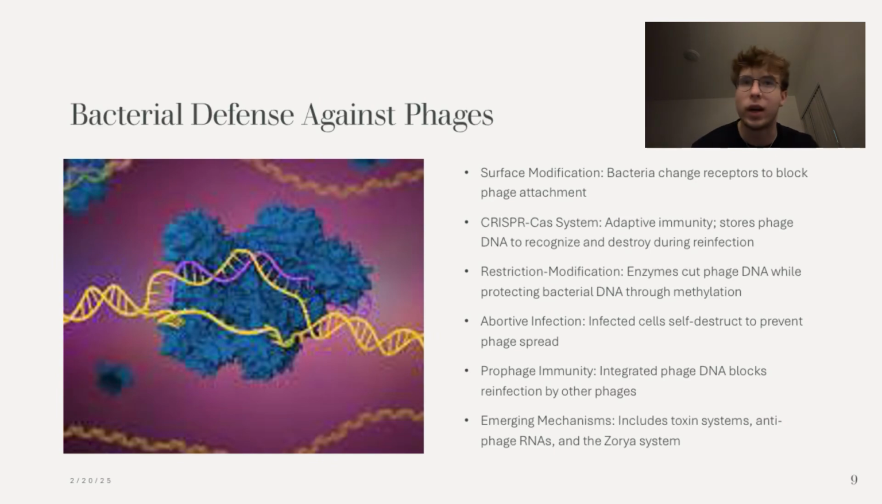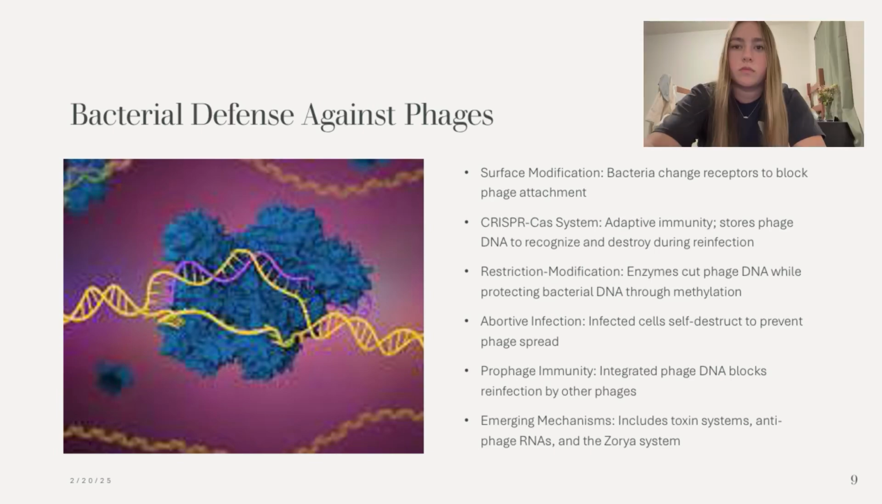And then lastly, we have emerging mechanisms, which include discoveries like the antitoxin systems, specialized antiphage RNAs, and the Zorya system. These novel defenses are broadening our understanding of bacterial survival tactics. So yeah, each of these strategies highlights how bacteria continuously evolve to counteract phage threats.